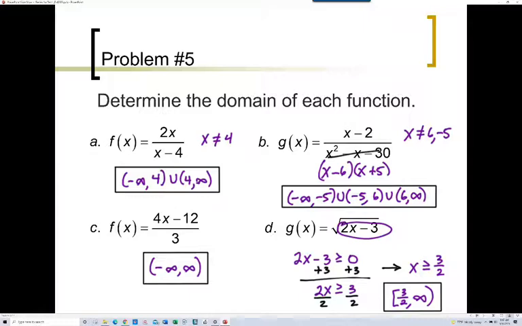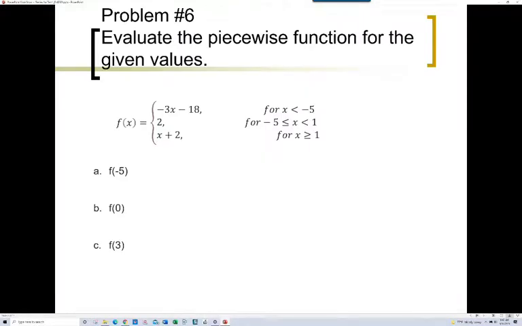And by the way, if you were to plug in 3 halves, you would find out that you'd be taking the square root of 0, which we know is 0, no problem. If you choose something greater than 3 halves, you'll be taking the square root of a positive number. And so these are the values that you can plug in as an input for x, and your output will be a real number. All right, let's move on to number 6.